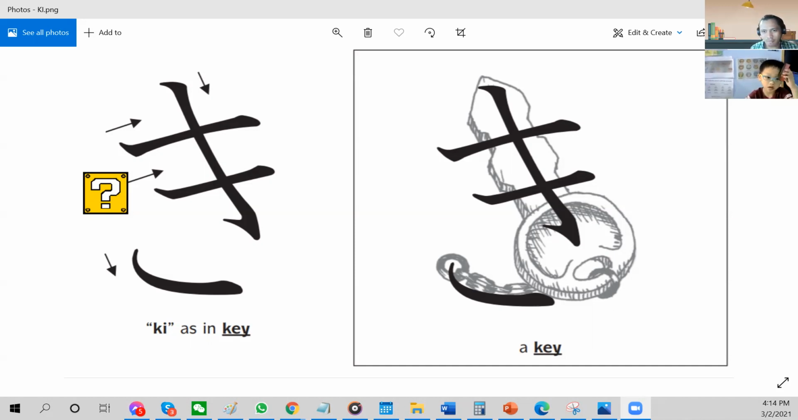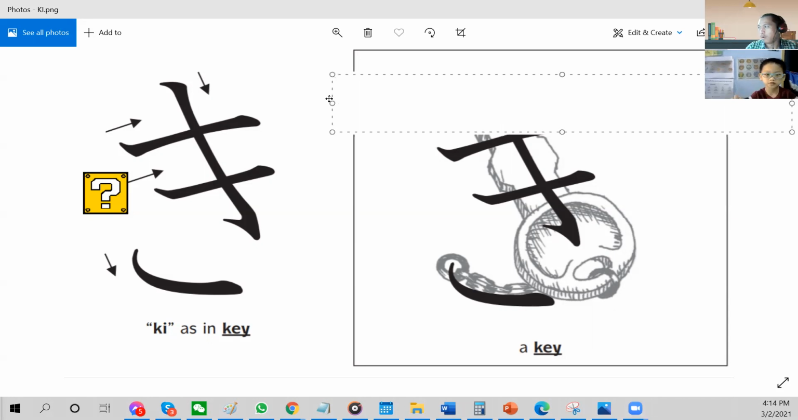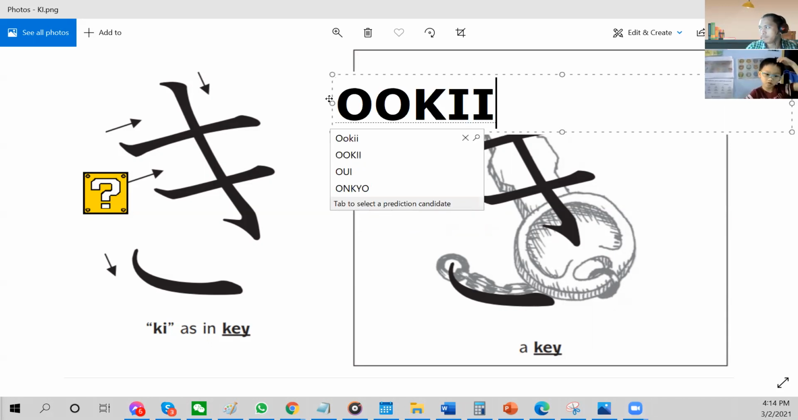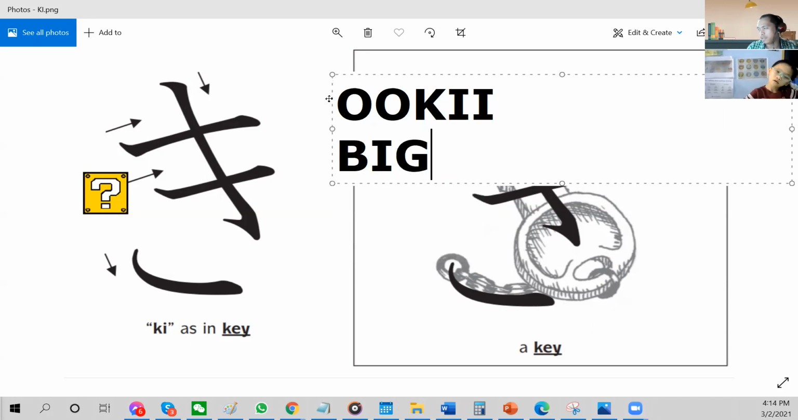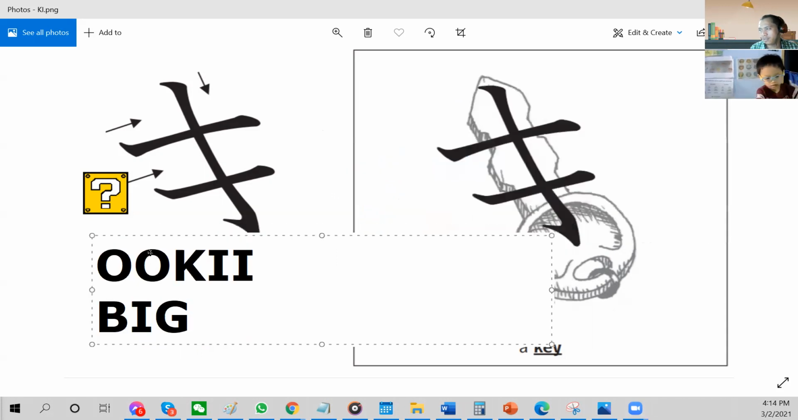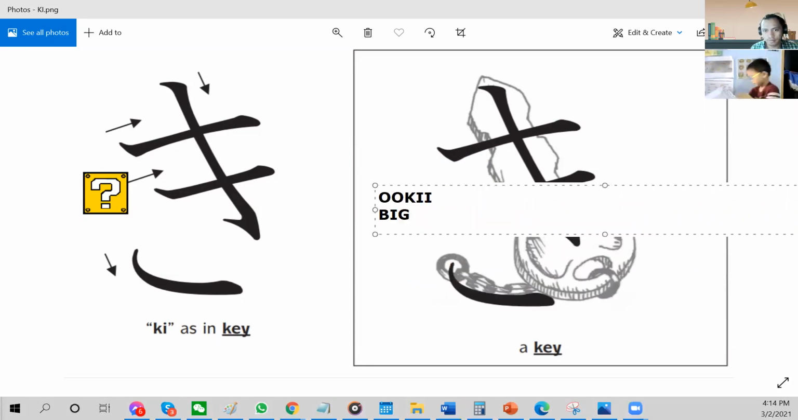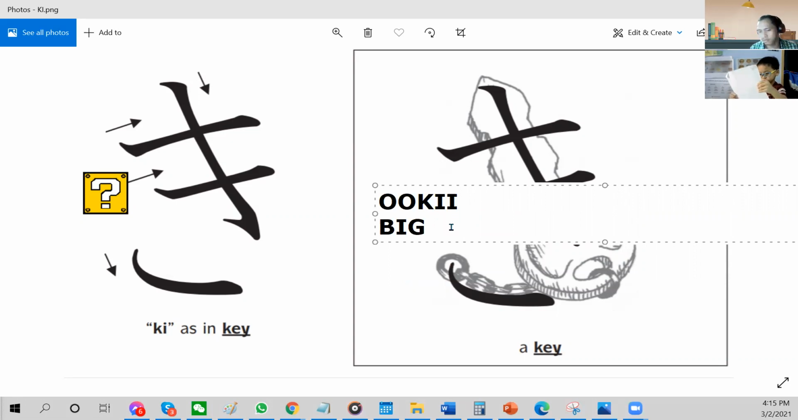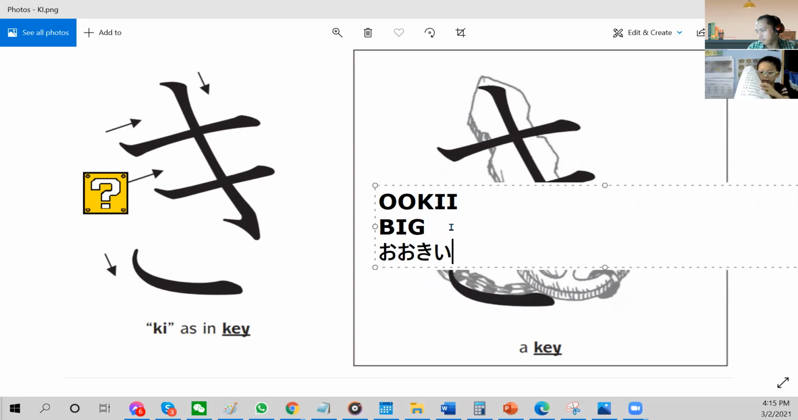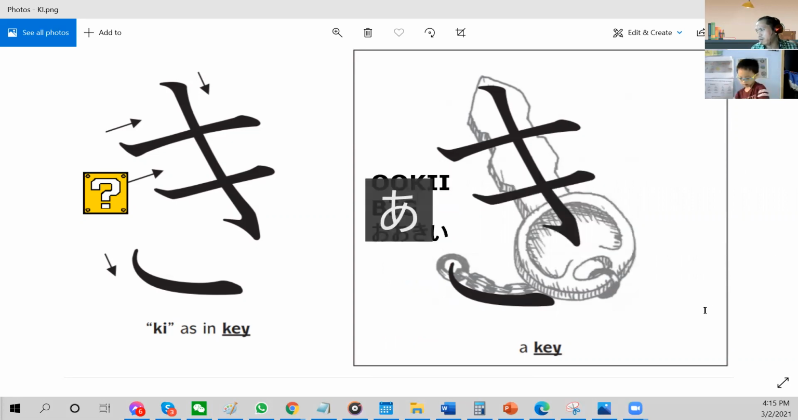Okay. How about let's say, ooki. What's that? Ooki. What's ooki? It means big. Okay, big. Ooki. Okay. I have a paper with ooki. Wow, that's right. So write it on your board. Let's write. Ooki. That's right. Ooki.